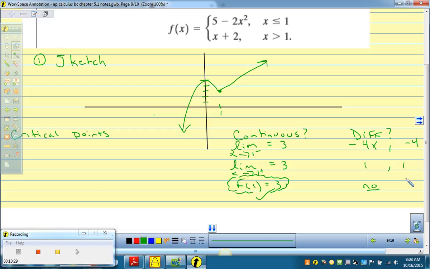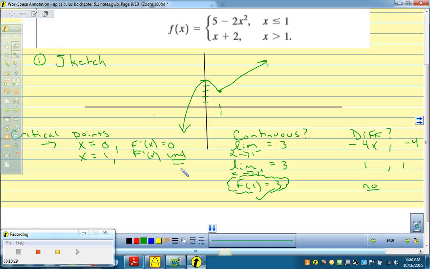So, can you tell me where my critical points are? At x equals 0. Why? We see a maximum, but the derivative f prime of x would equal what there? Equals 0. And where else? At 1. Why? At x equals 1, because f prime of x is undefined, or does not exist.